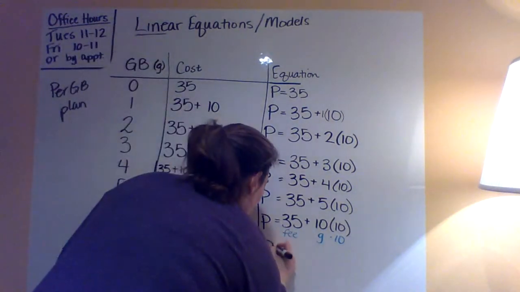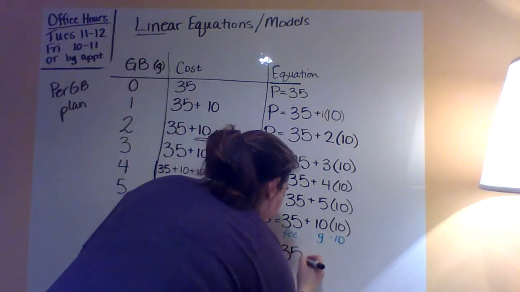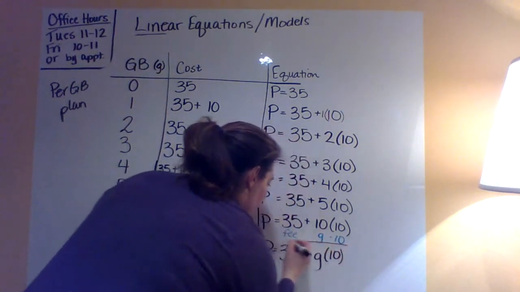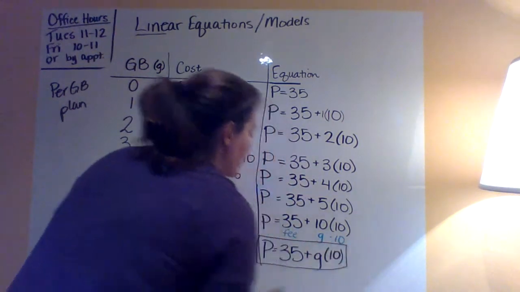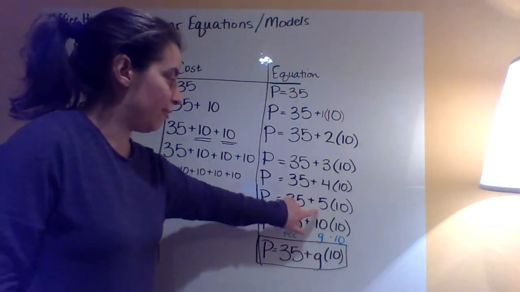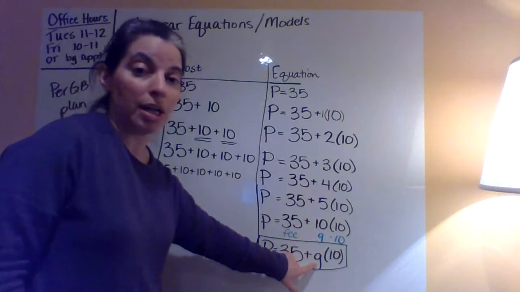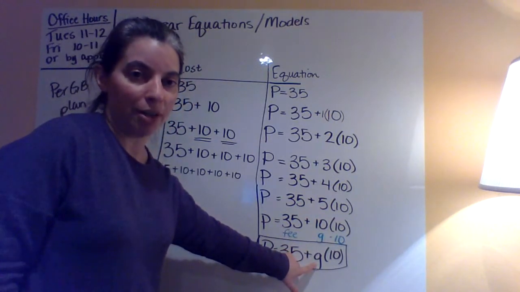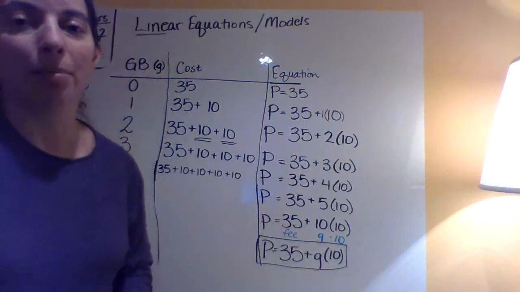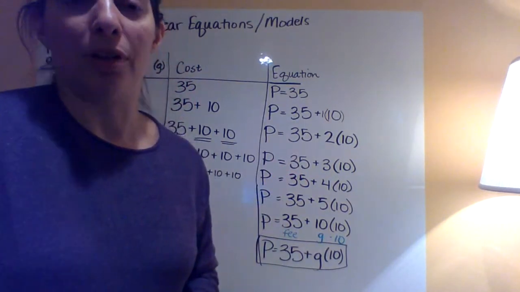So if I don't know the number of gigabytes, my per month price, my monthly price, is still going to follow that same pattern, right? If I know it's 3 gigabytes, 3 goes there. If I know it's 5, 5 goes there. If I don't know, I can just put G for my variable, and then I can substitute in any number I want for that number of gigabytes.